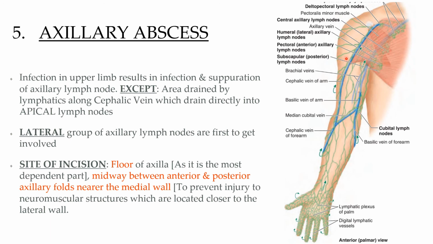In these cases, the incision in order to drain the abscess has to be placed over the floor of the axilla, as the floor of the axilla is the most dependent part of the axilla. Now, what will be the site where the incision must be placed? The incision over the floor of the axilla must be placed midway between the anterior and posterior axillary folds, closer to the medial wall of the axilla, as we know that the neurovascular structures are located closer to the lateral wall of the axilla compared to the medial wall. So the incision should be placed closer to the medial wall in order to prevent injury to the neurovascular structures.